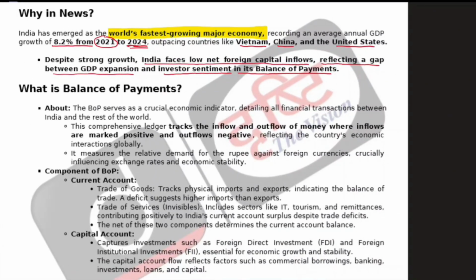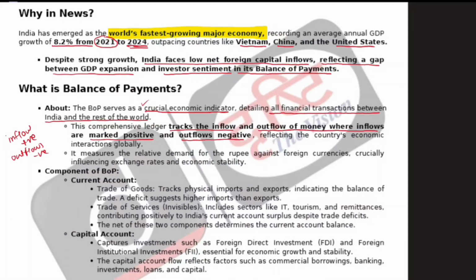What is balance of payment? Balance of payment serves as a crucial economic indicator detailing all financial transactions between India and the rest of the world. This comprehensive ledger tracks the inflow and outflow of money, where inflows are marked positive and outflows are negative, reflecting India's economic interactions globally.